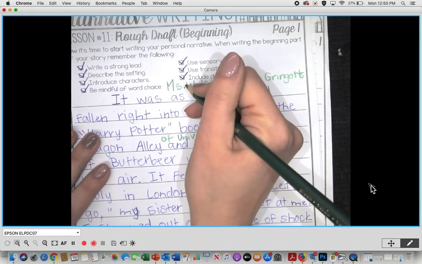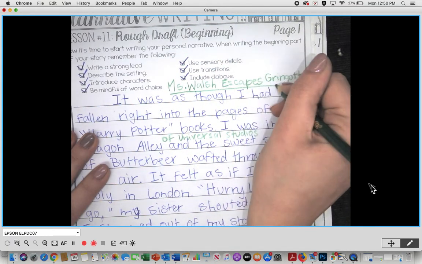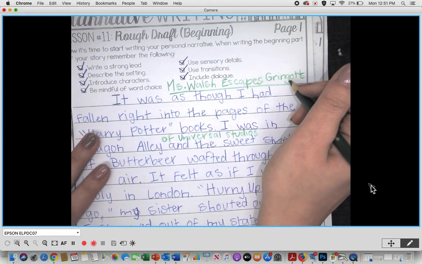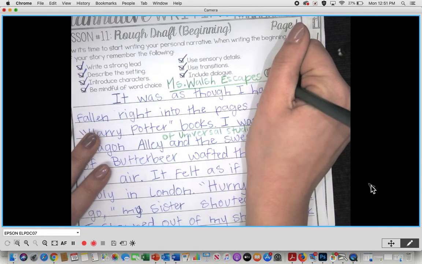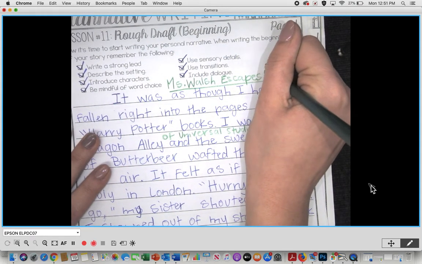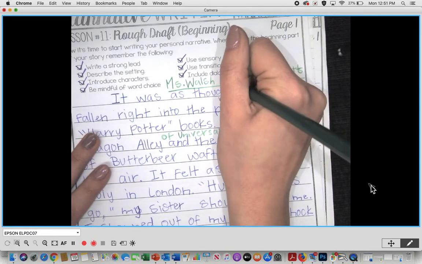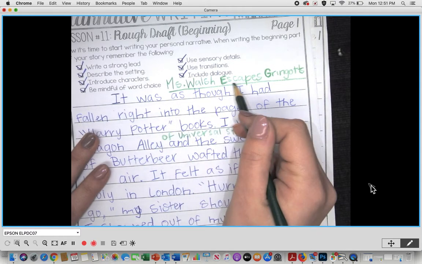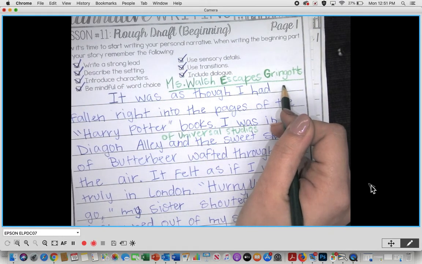And I'm going to underline my title. I made sure that I capitalized the words in my title. All words in your title should be capitalized unless they're smaller parts of speech like the or and. So keep that in mind. So I have Miss Walsh Escapes Gringotts, and that is going to be my title.